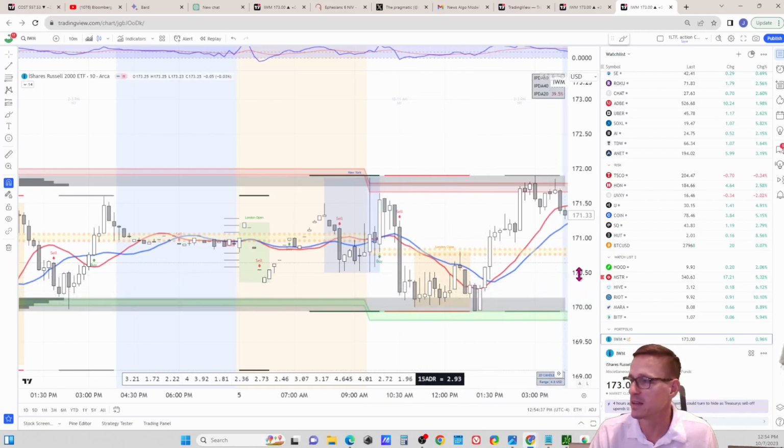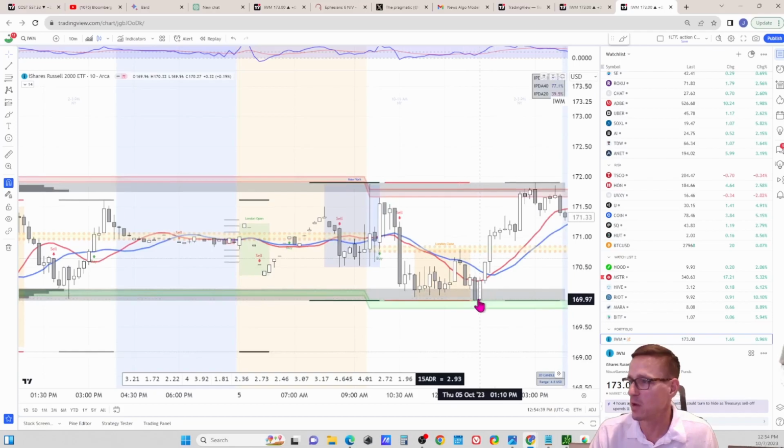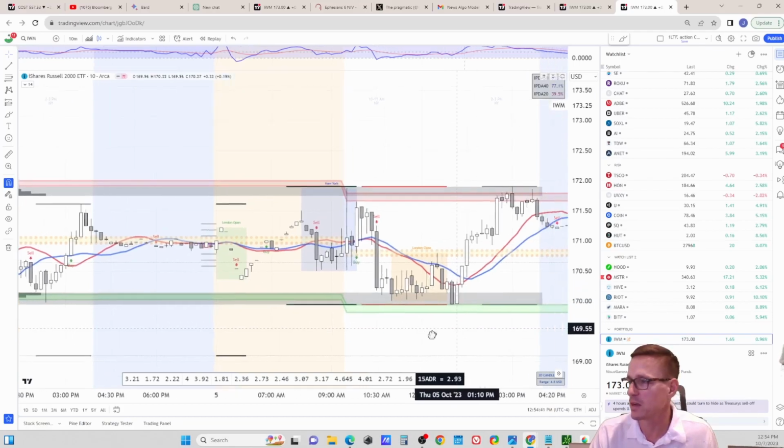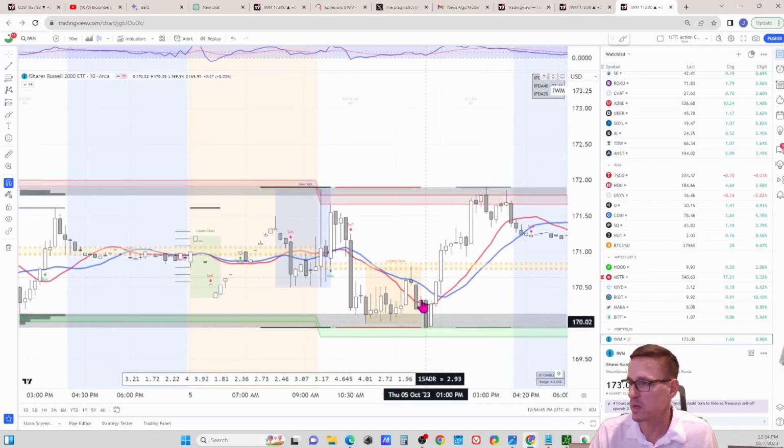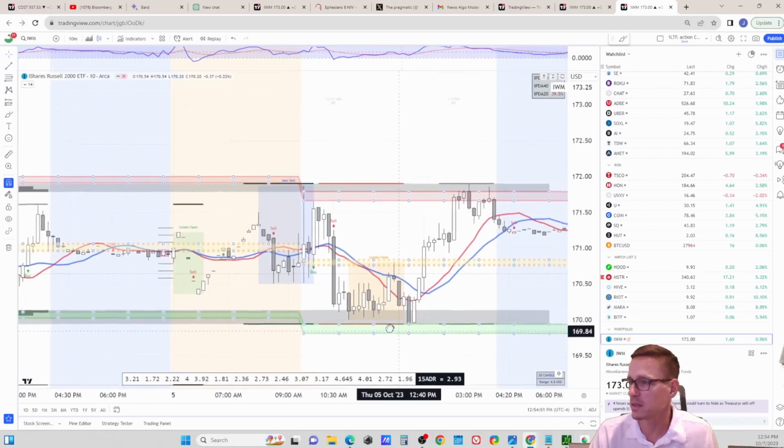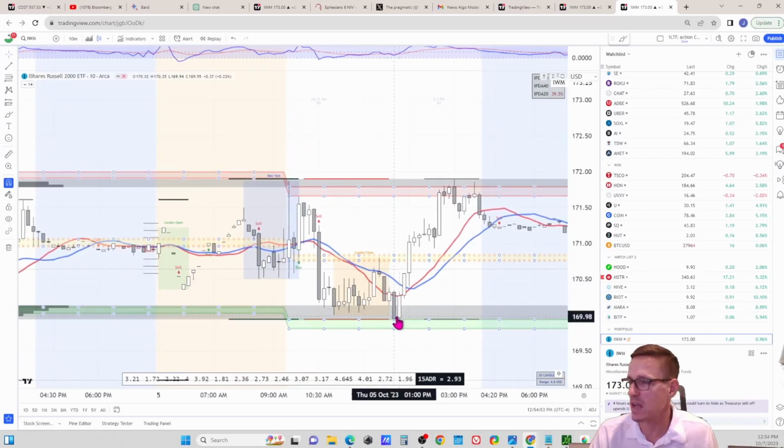And by then, right here is the last wash. They call this a Judas swing. Well, it's a tweezer bottom too, but it's one last swing down that swings everybody out. God, this is classic textbook. It washes all the retail out and then takes off. Unbelievable.